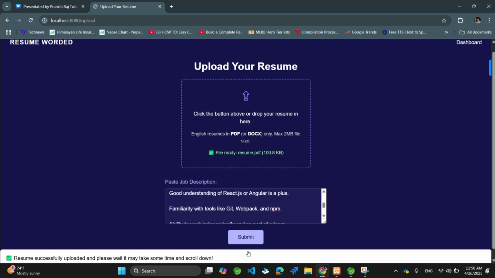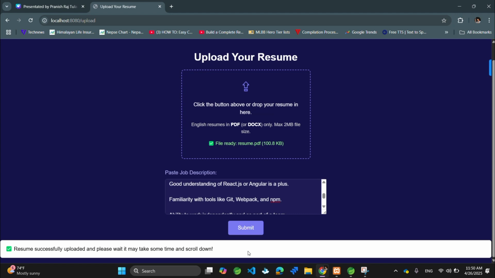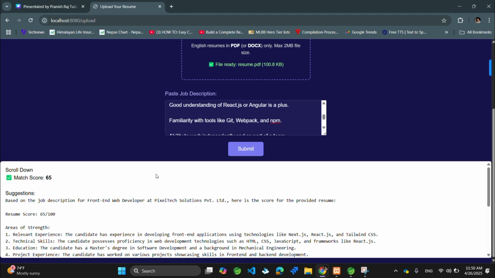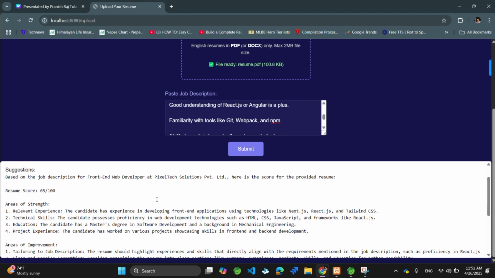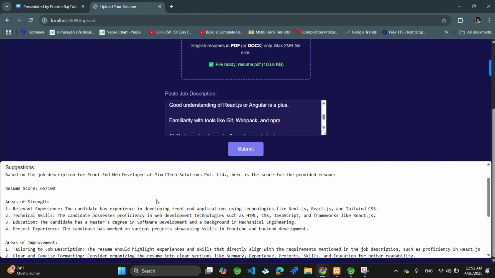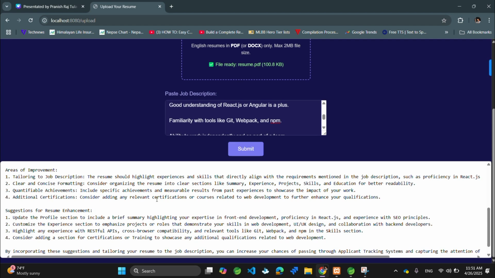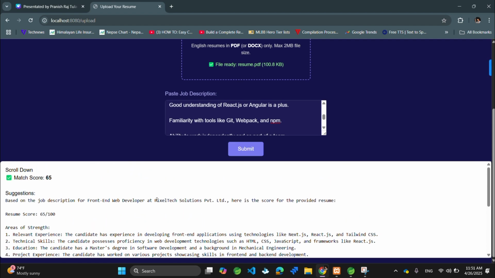and after we submit it, it shows the resume was successfully uploaded, and please wait, it may take some time. Scroll down. And finally, the score is shown and suggestions based on the description are displayed. It also shows the areas of our resume strength and areas of improvement, with suggestions for resume enhancement. And these are the description suggestions given by the AI.